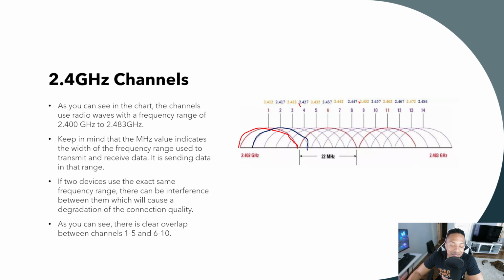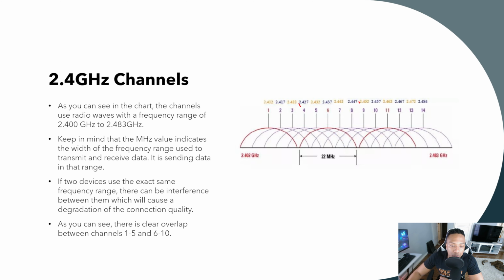As you can see, there is a clear overlap here. So that is the reason why it's best practice, it's rule of law. You do not want to use overlapping channels. These channels are overlapping with each other. So if you use channel 1, channel 2, stuff like that, there's going to be an overlap and you will get a degradation of connection quality.